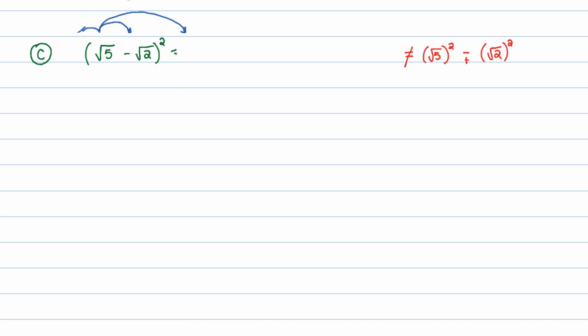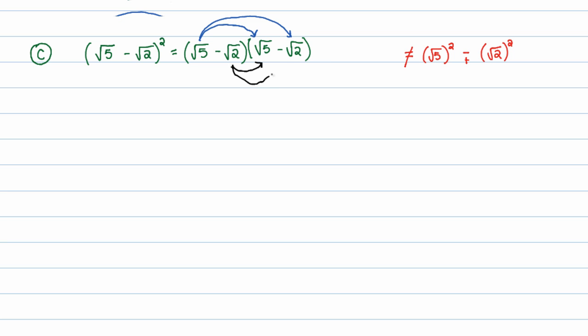This is actually going to be the square root of 5 minus the square root of 2 times the square root of 5 minus the square root of 2. And now I'm just going to use plain old distribution like we did in the olden days. So square root of 5 times the square root of 5, square root of 5 times the negative square root of 2, and then negative square root of 2 times the square root of 5, and negative square root of 2 times the negative square root of 2.